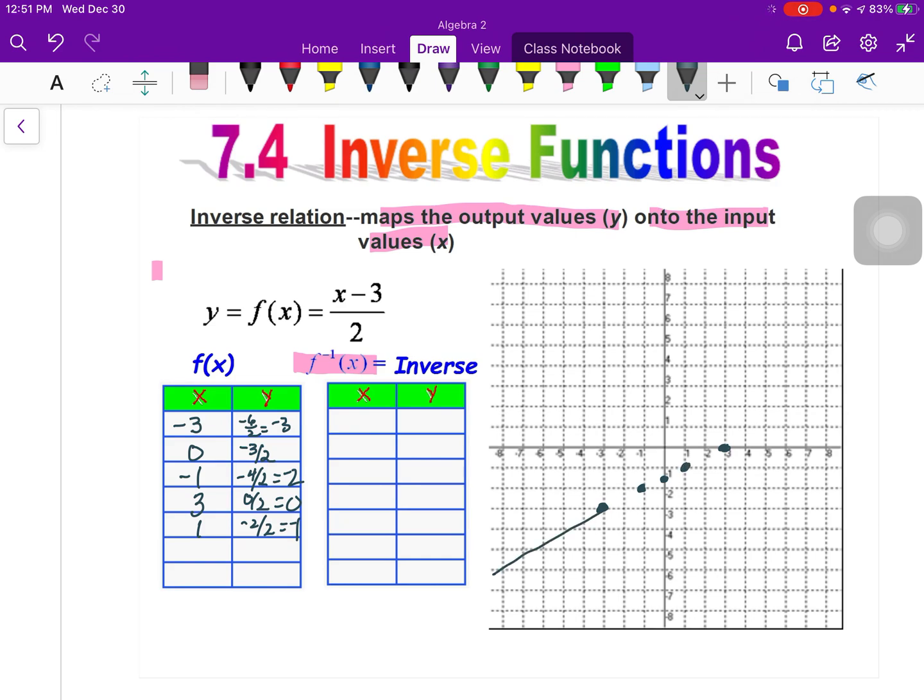And I would have this line as my function. So this is my f of x, my function.